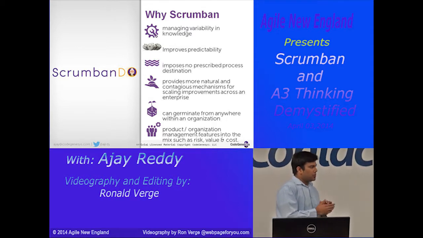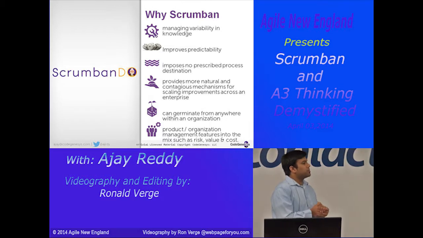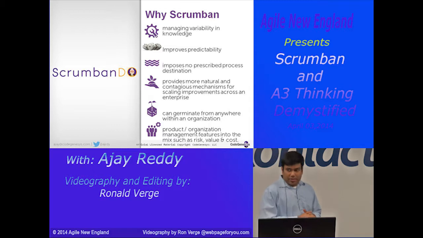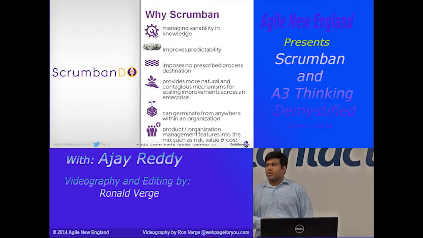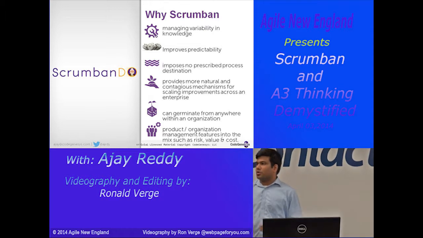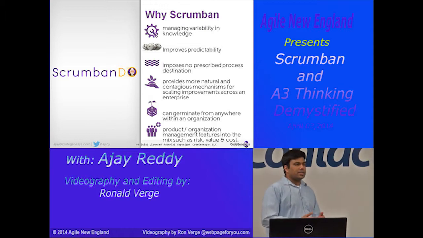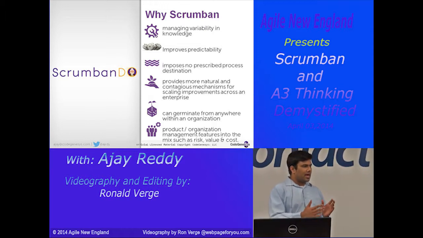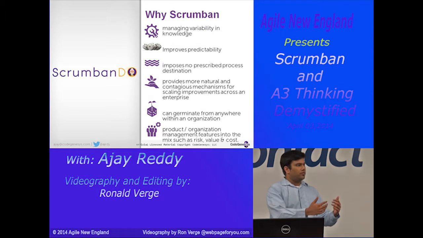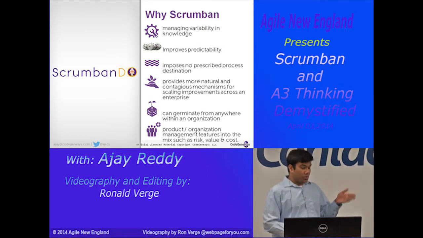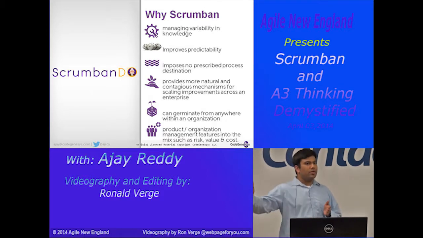Another reason why I believe Scrumban adds value is that it improves predictability. Kind of goes along with the first one. Another reason is that it imposes no prescribed destination process. So it does not give you, this is how you ought to do it in Scrumban. What it does is it gives a certain set of guidelines for you to continuously evolve, and we'll see that. So it defines a starting point, which is Scrum, but defines no end point in terms of process.